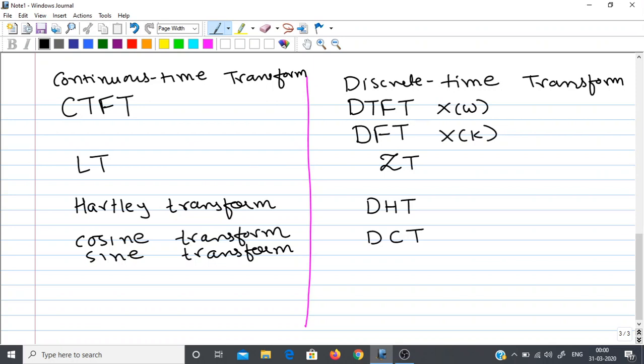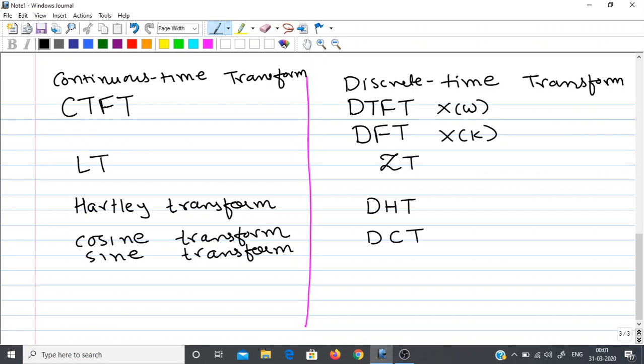Now it is very important to note that in all these transforms which we have listed here, when we are transforming a signal or a sequence, we are moving from the time domain to the frequency domain. But there are transforms which can transform a given signal from time to time and frequency jointly together. Those transforms are called time frequency transforms or time frequency representations.